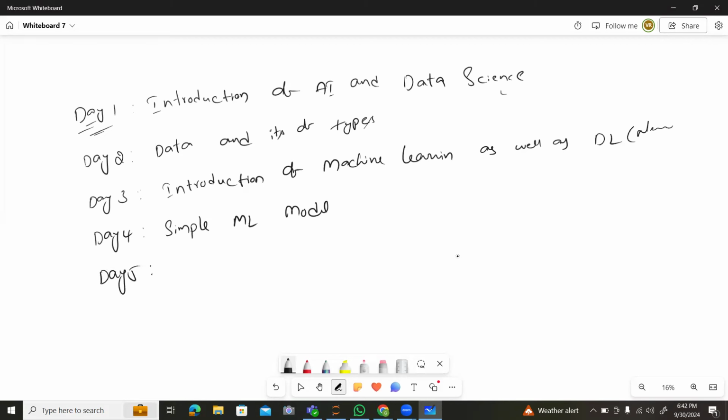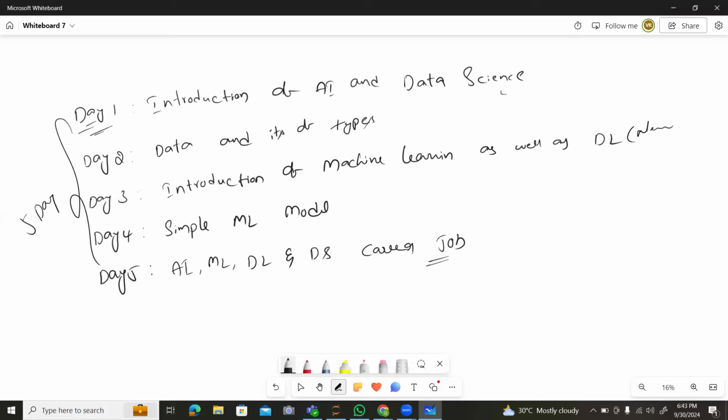And finally, in day five, we will discuss AI, ML, DL and data science careers. Which career is the best one? How can we choose a career, and what are the jobs and packages we have? These are the things we will discuss in day five. So this is 5 days that we will learn completely.